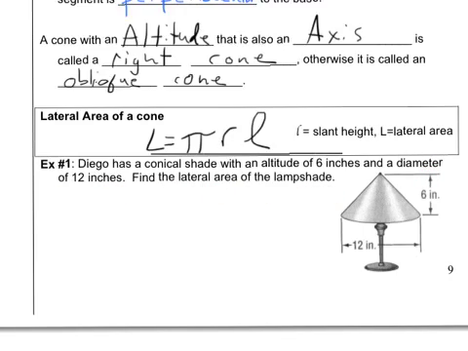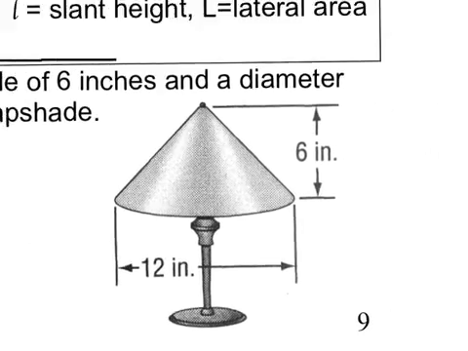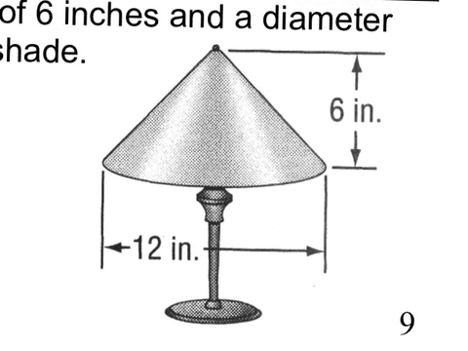Well, that's great that they give me the altitude and the diameter, but I need the radius and the slant height. So we have to figure out a way to find them. Let's take a look at what we know. They give me this figure, and they're telling me this distance is 6. That's what these little arrows up and down mean: its height is 6. And if the diameter is 12, the radius here is 6. So we got 6 and 6, and that has to be a right angle.